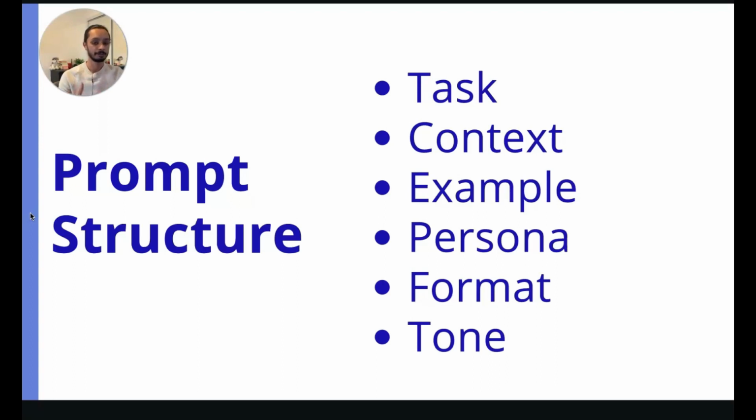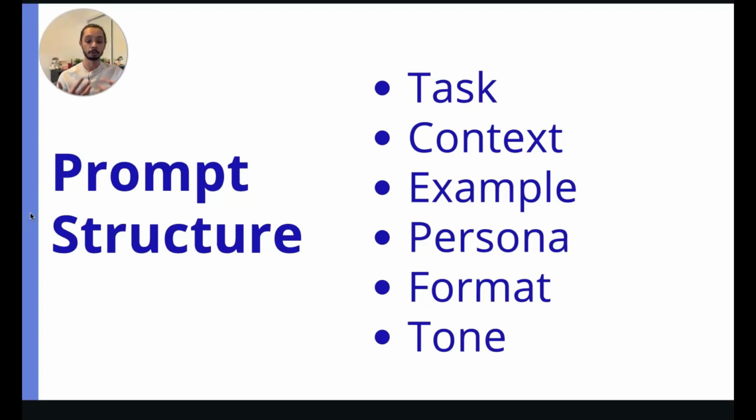Now, after creating 5 to 6 courses related to generative AI and teaching more than thousands of students, what I've realized is that these are the 6 main components that go into the prompt structure, which are task, context, example, persona, format, and tone. Keep in mind, these are not compulsory to have in each and every prompt.